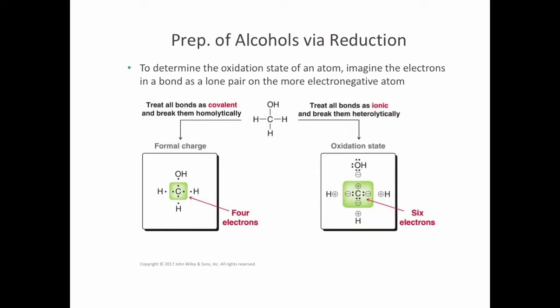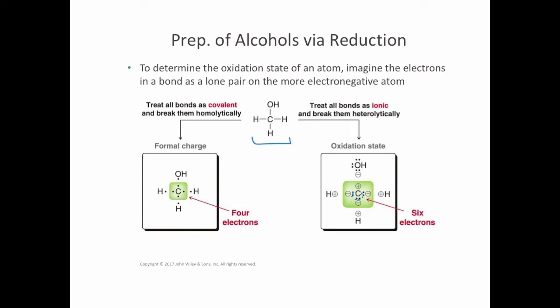To determine the oxidation state of an atom, imagine the electrons in the bond as a lone pair on the more electronegative atom. So here, if we look at methanol, if we treated all bonds as purely covalent, we would break them homolytically and give every atom one of the two electrons. But instead, let's treat them as ionic and give both the electrons in each bond to the more electronegative atom. So if we do that, carbon is more electronegative than hydrogen, so it would get all of the electrons in the bonds with the hydrogen, but oxygen is more electronegative than carbon, so it would get those two electrons.